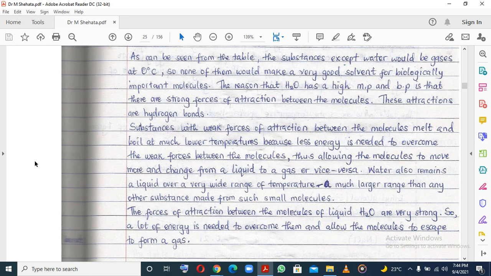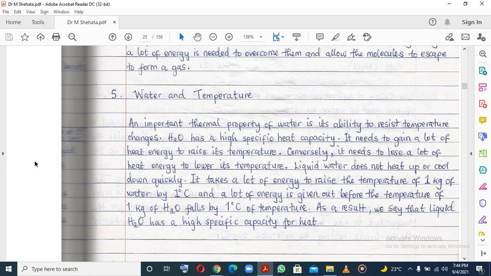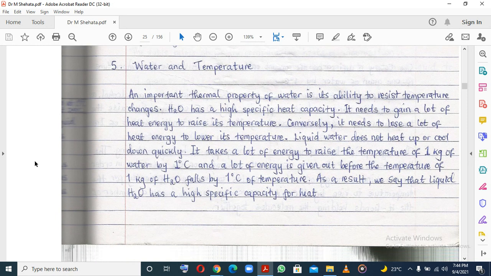So as these hydrogen bonds are broken, there's going to be a change of state. Of course, from solid to liquid, or from liquid to gaseous state, right? So that's really about it. Yeah, I think that's something very, very important. So remember, a lot of energy is needed to overcome the hydrogen bonds and therefore allow the molecules to escape to form a gas. That's if we are talking about liquid water, right? Okay, so that's very important.